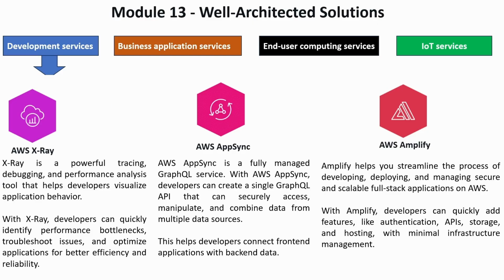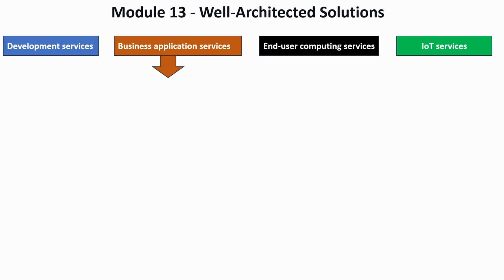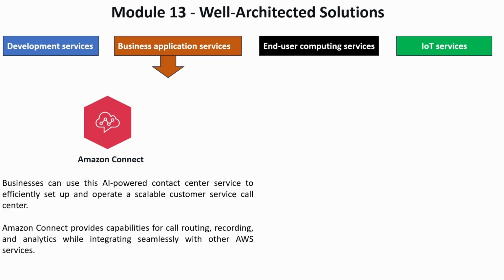Now let's pivot to the business side. If you have ever called a support line and it felt smooth and smart, they were probably using Amazon Connect. It's an AI-powered contact center, no hardware, just a browser and a headset. Businesses can use this AI-powered contact center service to efficiently set up and operate scalable customer service call centers. Amazon Connect provides capabilities for call routing, recording, and analytics while integrating seamlessly with other AWS services.